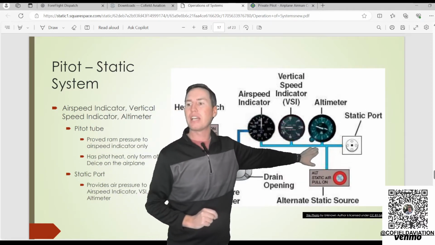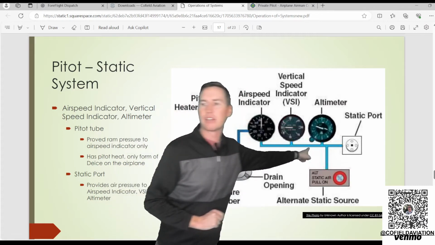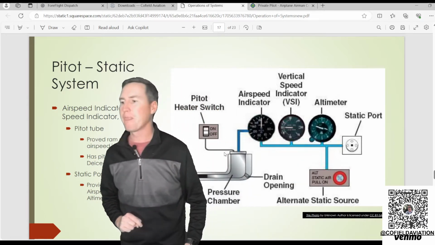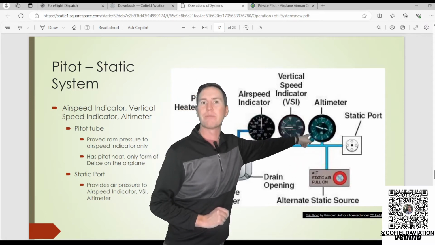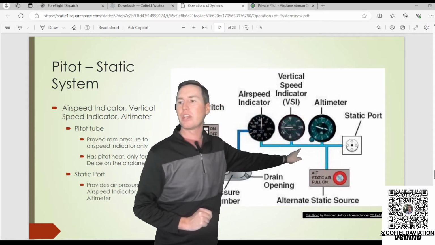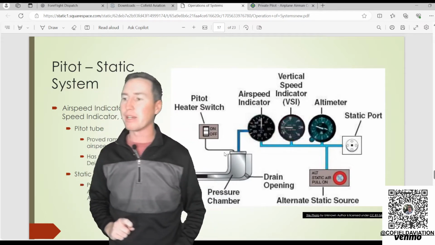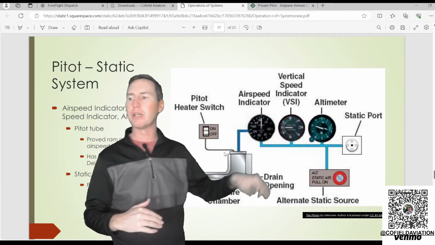So when you block the static port, you trap pressure in this line right here, and that line is sent to all three instruments, okay? So when you trap pressure in here, it's not indicating a change. The altimeter is not indicating a change in pressure. Your vertical speed is not indicating a change in pressure. So it's just saying, hey, you're at the same altitude, right? Even though you know you're going up and down.